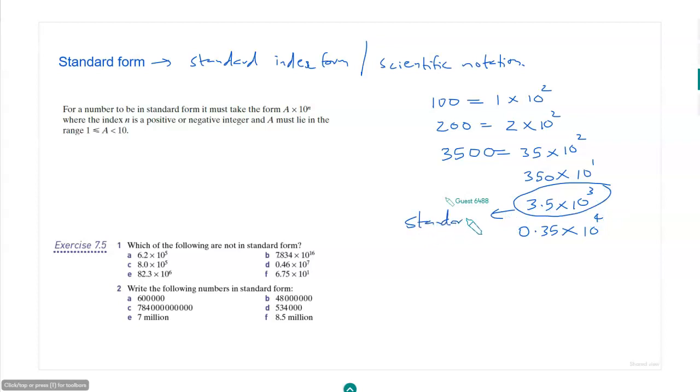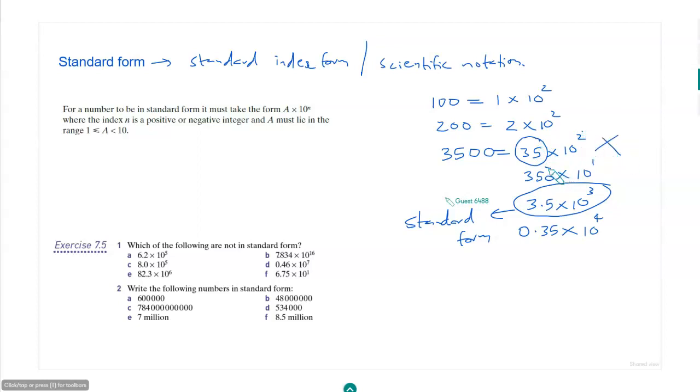So what is the definition of standard form? For a number to be in standard form, it must take the form a times 10 to the power n, where the index n is a positive or negative integer, and a must lie in the range 1 less than or equal to a less than 10. So a should be between 1 and 10. Here, 35 is not between 1 and 10. That is why this is not in standard form.